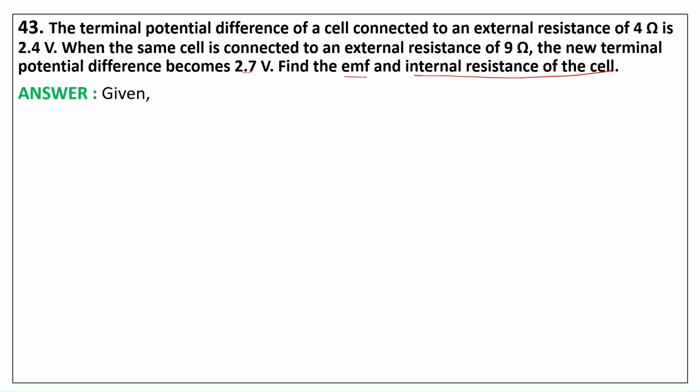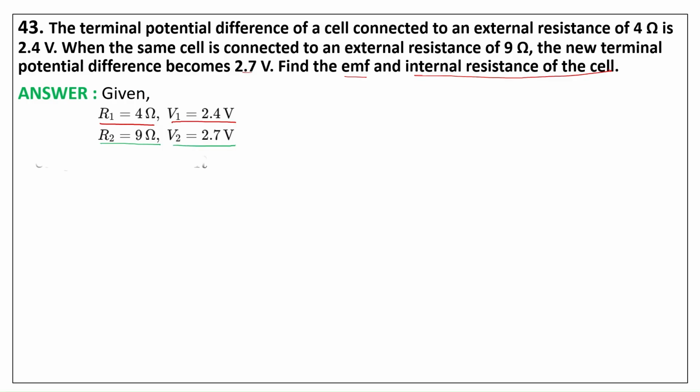Answer. Given R1 is equal to 4 ohm. V1 is equal to 2.4 volt. R2 is equal to 9 ohm. V2 is equal to 2.7 volt.